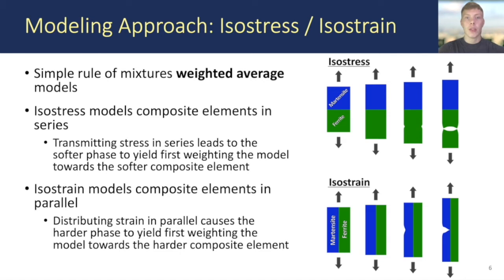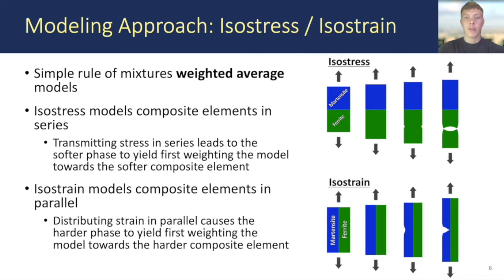The isostress model assumes that stress is distributed in series as shown on the right, and that each component will be able to elongate based on that stress. This weights the model towards the softer component, as it acts like the weakest link. The isostrain model, on the other hand, assumes that both components elongate at the same rate, and the harder or less ductile component will experience proportionally more stress, weighting the isostrain model towards the harder phase.